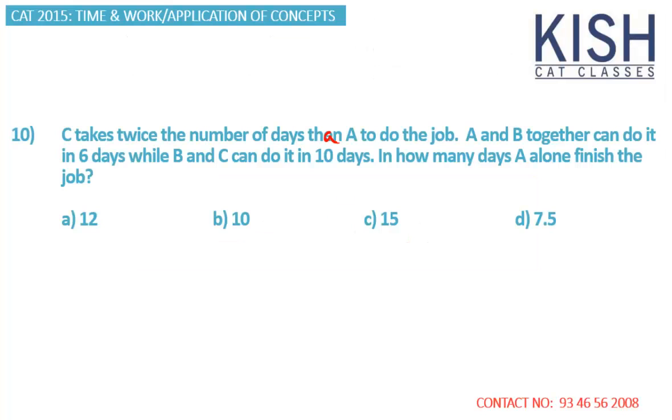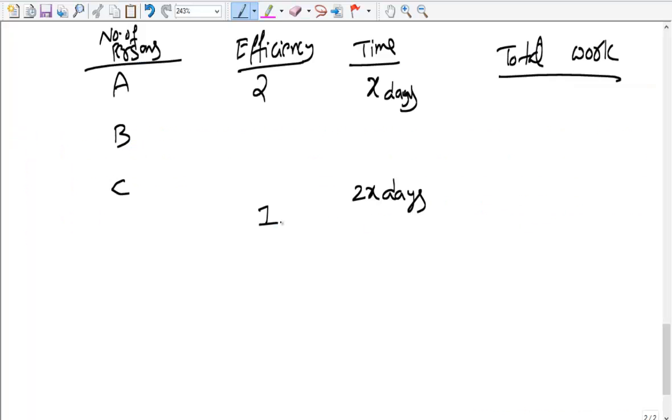A and B together can do it in 6 days. Now, do we have any idea about the capacity of B? No. Then you can take a variable here, that is Y. So the combined efficiency of A and B is 2 plus Y. They together finish the work in 6 days exactly. It means the combined work, which is 100%, must be equal to 2 plus Y into 6.